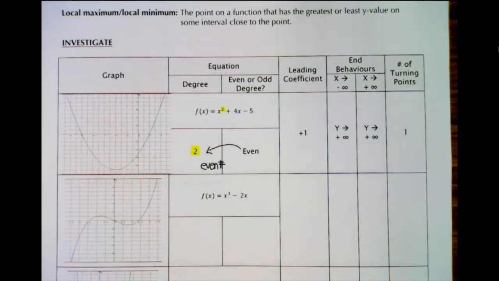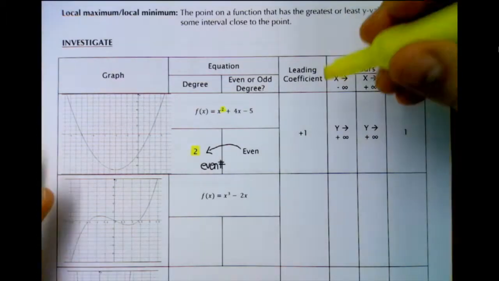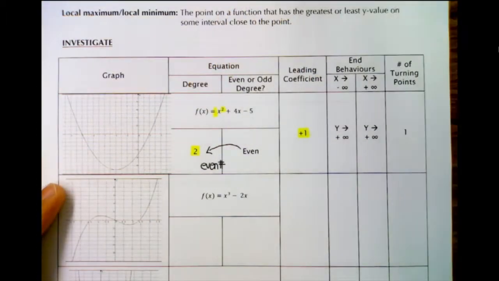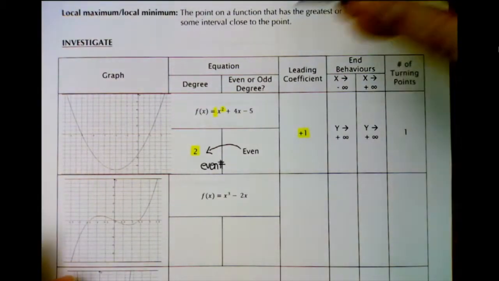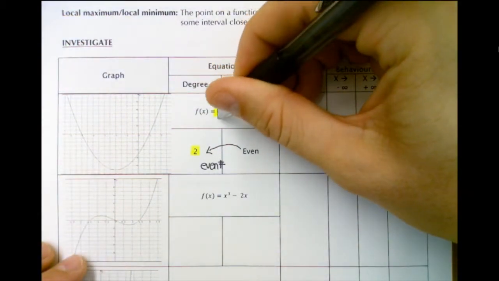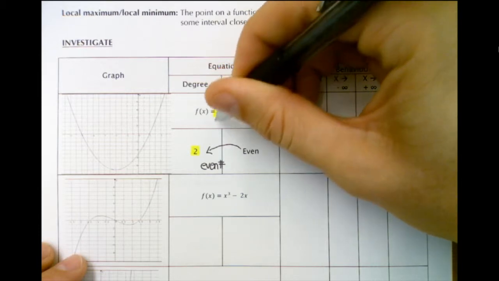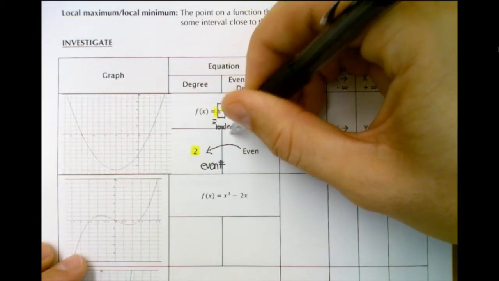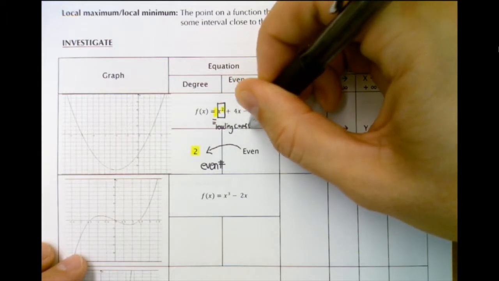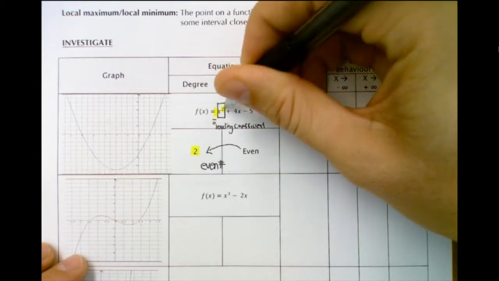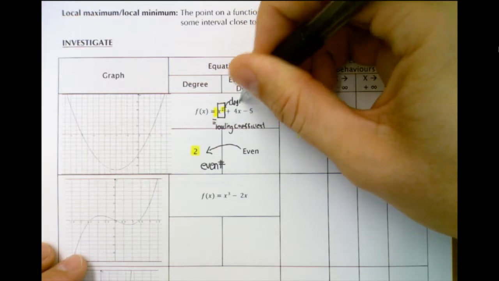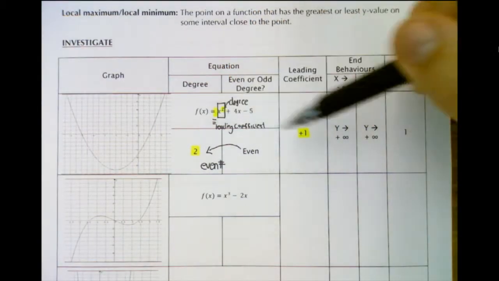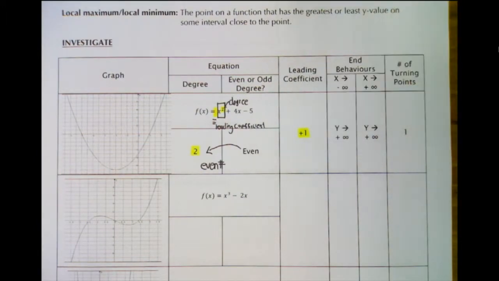Okay? The leading coefficient here is plus 1. The leading coefficient comes from the number in front of the term with the degree in it. So in this case, this is the term that says it's degree 2, and that would make that the leading coefficient. Since you can't see a number there, we assume it's 1. There's no negative sign, so that makes it positive 1.